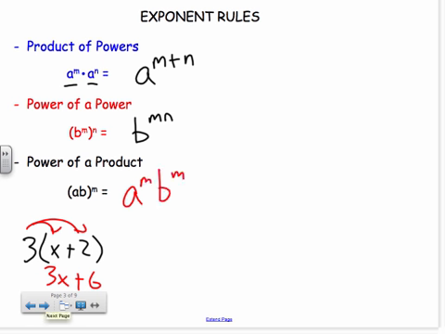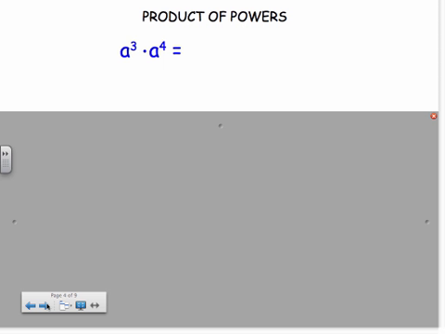So let's get into the product of powers a little more in depth first. So here's an example using a variable with an exponent to a number. So I have a to the third power times a to the fourth.